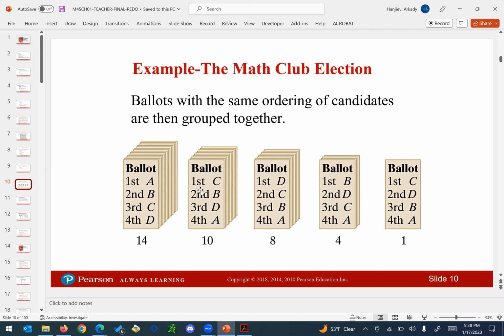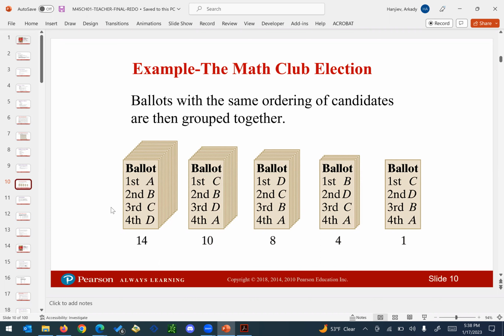And so how do we combine the results? We have to make a little table. Based upon this information, we move on to making a little table. So 14 people voted in this way, A, B, C, D. 10 people voted in this way, C, B, D, A.